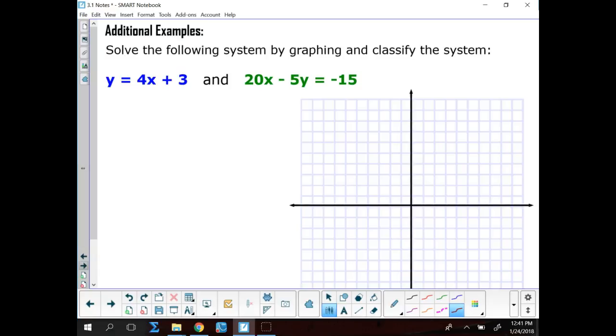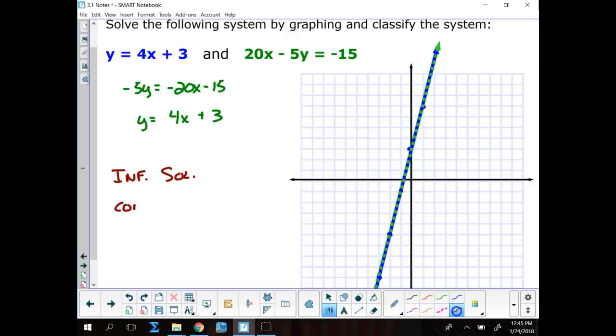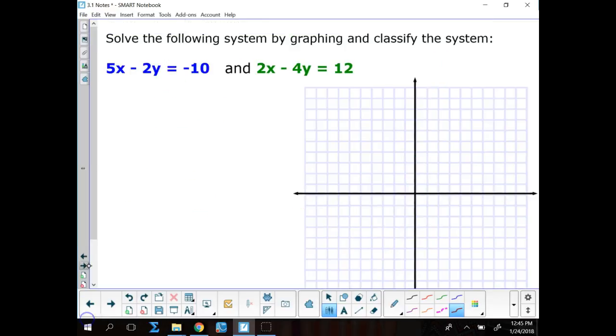Try that one. So that's what I got. Solve the following system. So they end up being on the same line, so my solution then is infinite solutions. My classification then would be consistent and dependent. Agree?